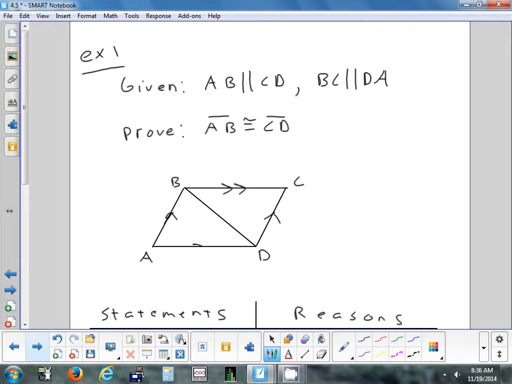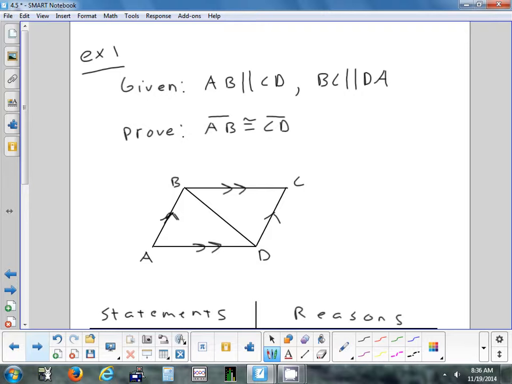So BC and DA. Does anybody know what kind of shape that is? Two pairs of parallel sides? It could be a rhombus if we knew all the sides were the same length, but we don't know that yet. Yeah, it's a parallelogram. Two pairs of parallel sides makes it a parallelogram. And if we know a shape is a parallelogram, that actually means all kinds of things, which we're going to learn later on. All right, so they want us to prove segments AB and CD are congruent.